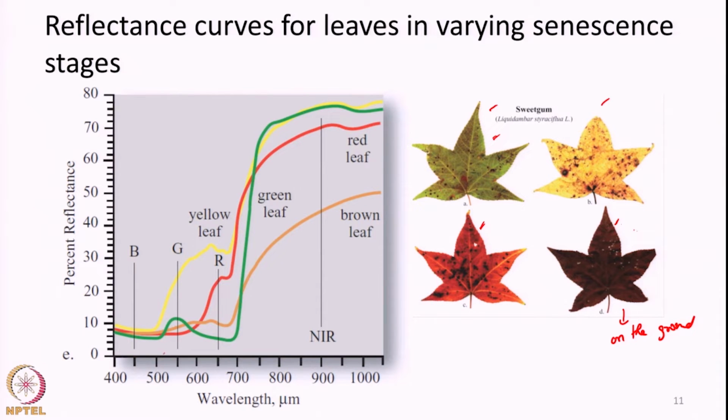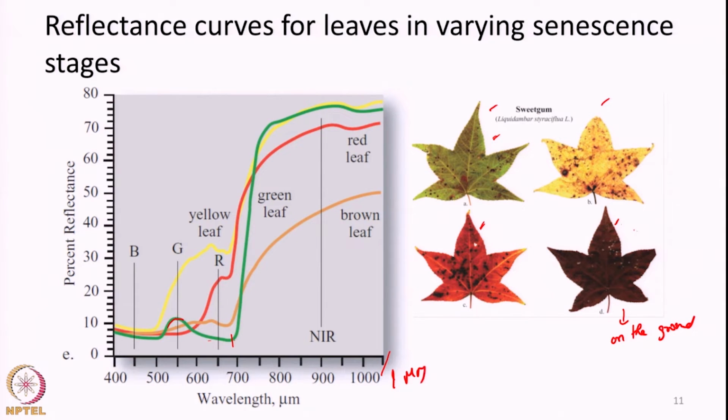For a green leaf, what we are observing is a typical low reflectance in the blue portion, low reflectance in the red portion, which is pretty low even compared with blue, and a slightly higher reflectance in the green portion. After this, in the NIR portion, reflectance increases drastically and it remains high almost up to, say here, we are talking about 1 micrometer.